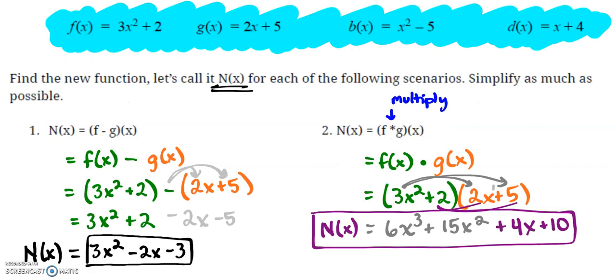All right, folks, hopefully you took a second to try problems 1 and 2, and you arrived at the answer of 3x squared minus 2x minus 3 for our new function n of x, and 6x cubed plus 15x squared plus 4x plus 10 for our second problem for practice.